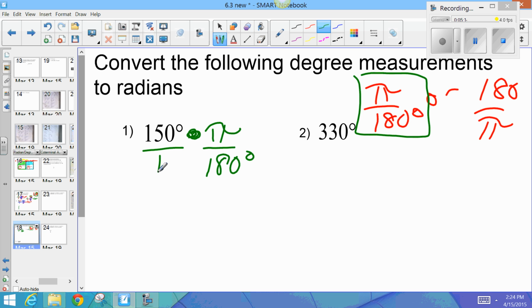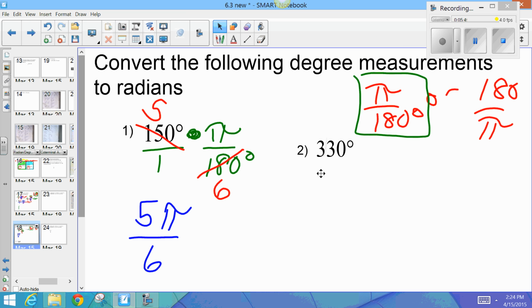Okay. All right. 30 goes into both 150 and 180, so I can cancel a 30 out. So 150 divided by 30 is 5. 180 divided by 30 is 6. So then I'm going to do top times top and bottom times bottom. So 5 times pi is 5 pi. And then 1 times 6 is 6.